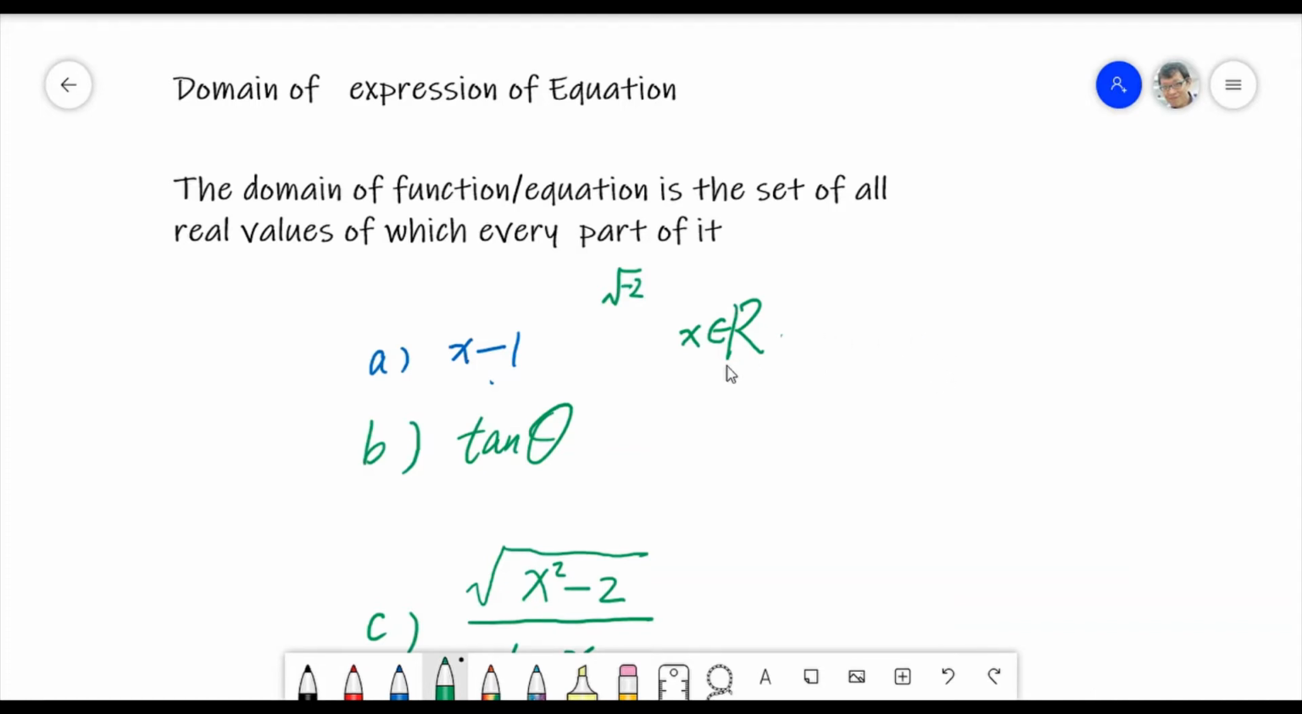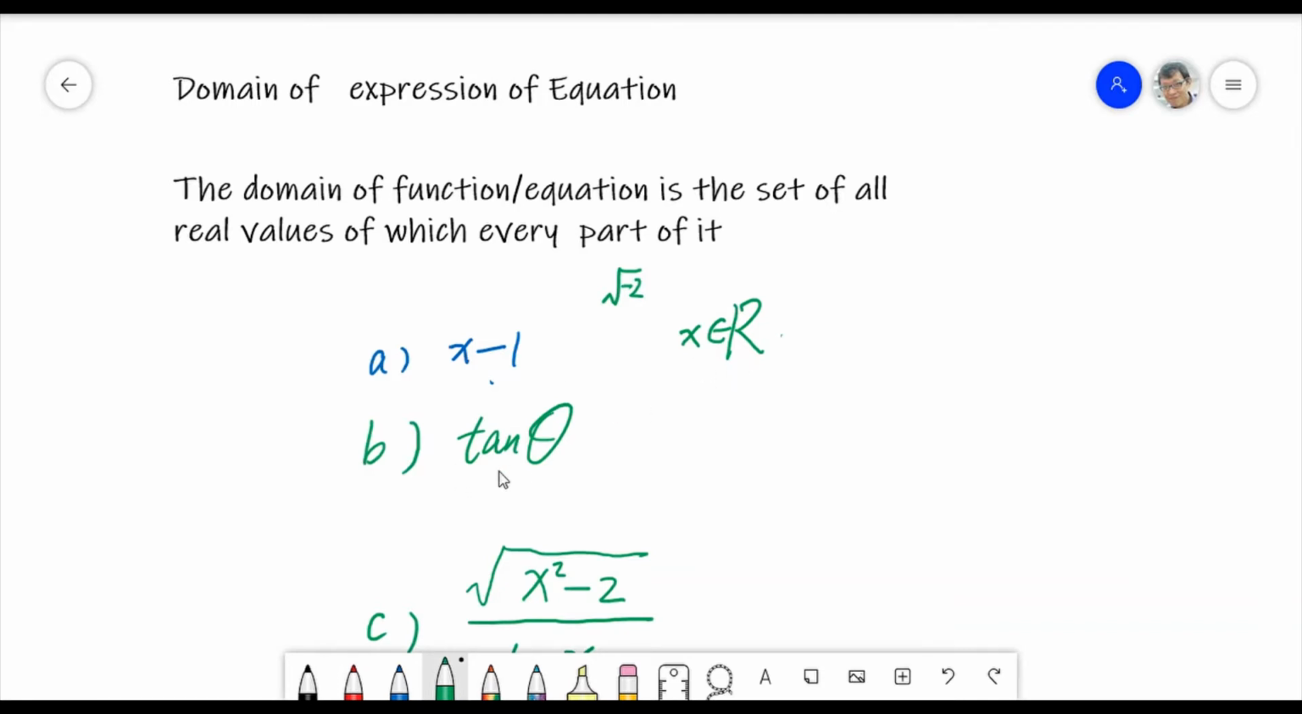Let's give some examples to show that. For example A, x minus 1, what's the domain of this expression? Can x be 1? Yes. Can x be negative 1? Can x be square root of negative 2? No, right? Square root of negative 2 is not a real number anymore, so we now talk about just real numbers. Since x can be anything in the real numbers, we write x belongs to R, real numbers. So this is the domain.